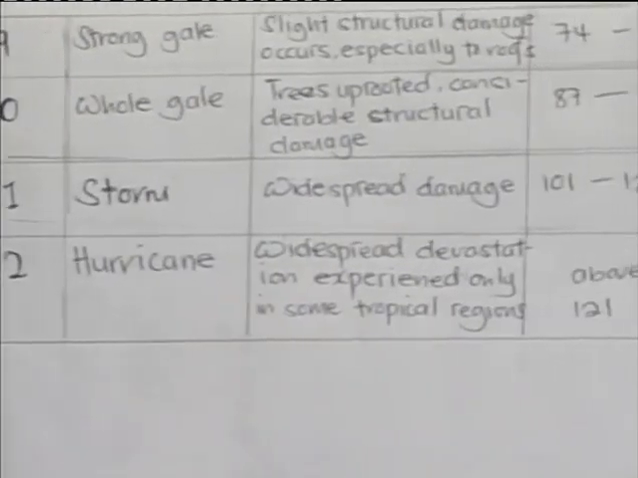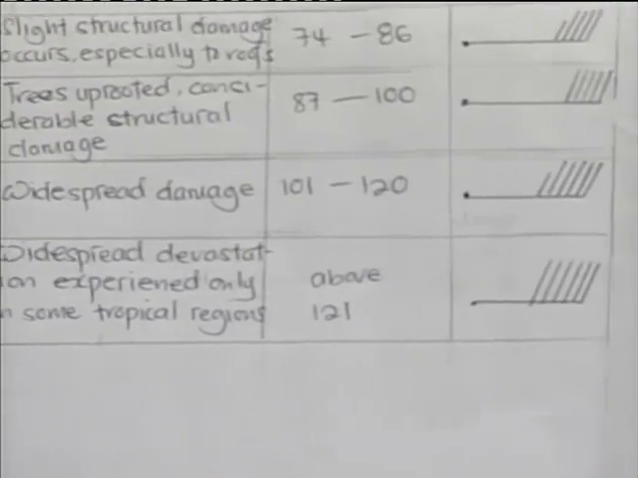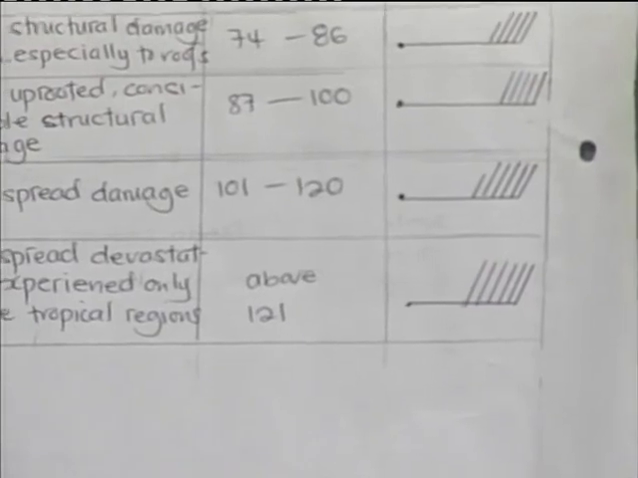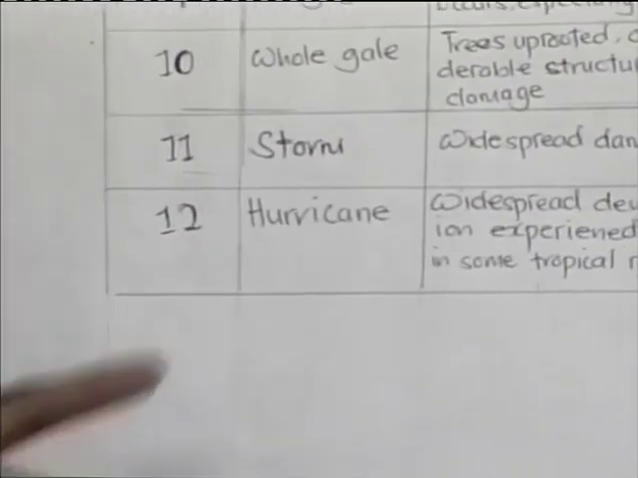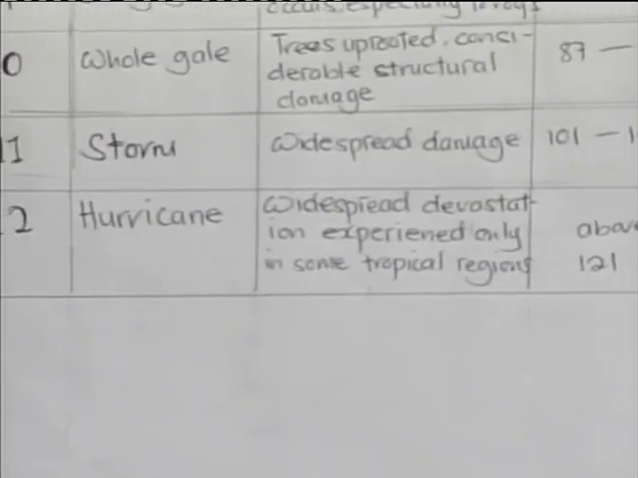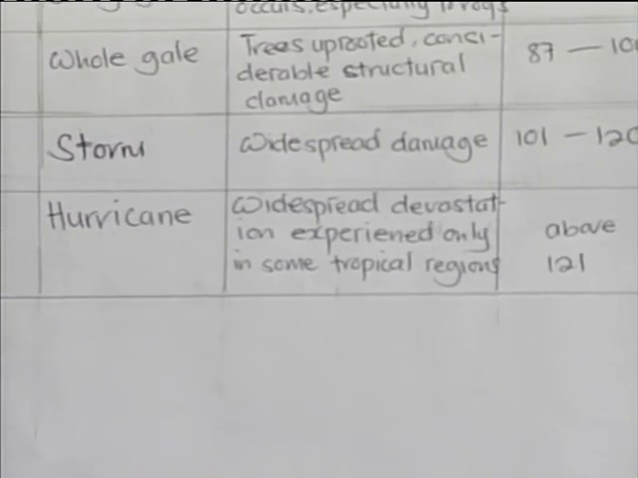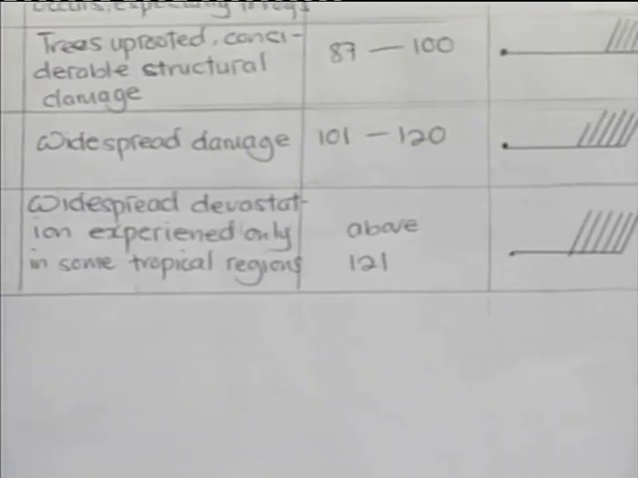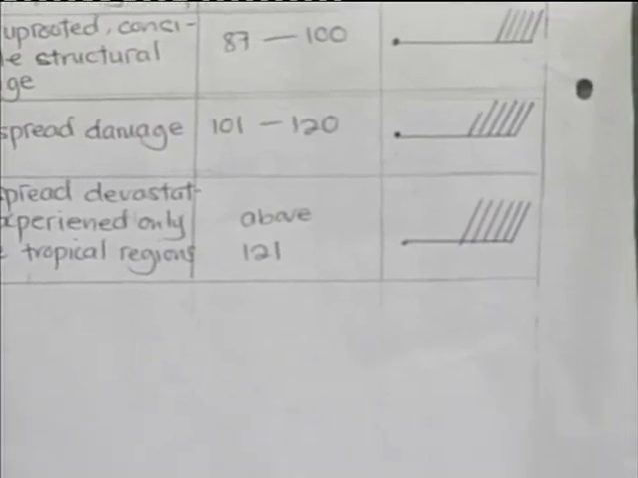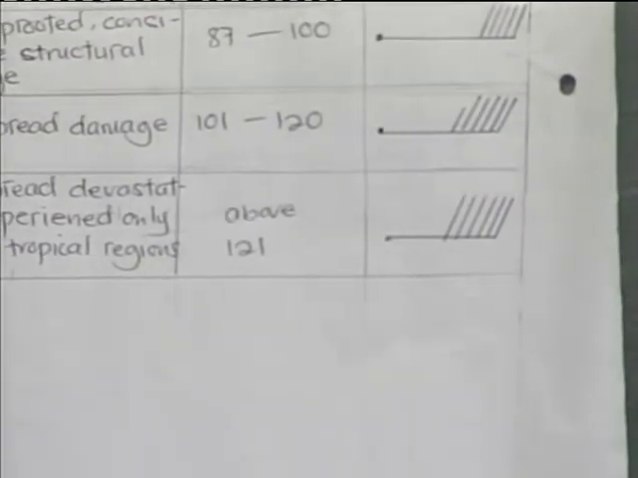We have widespread damage, 101 to 120 kilometers per hour. Arrow indication is 5.5. And the last one, number 12, is a hurricane. The effect on land will be widespread devastation, experienced only in some tropical regions. And the speed is above 121 kilometers per hour. Arrow indication is a full 6 feathers.